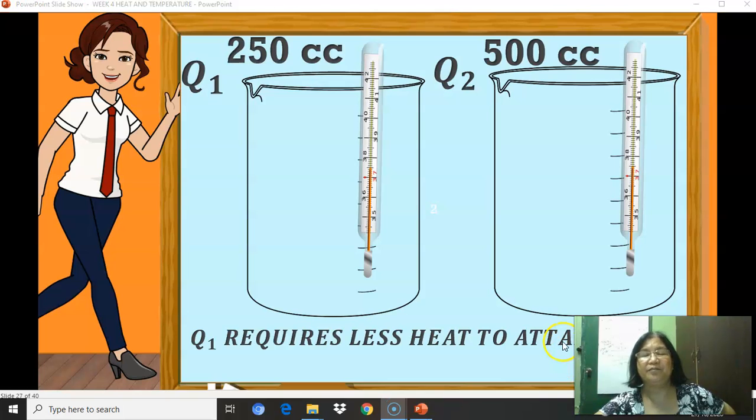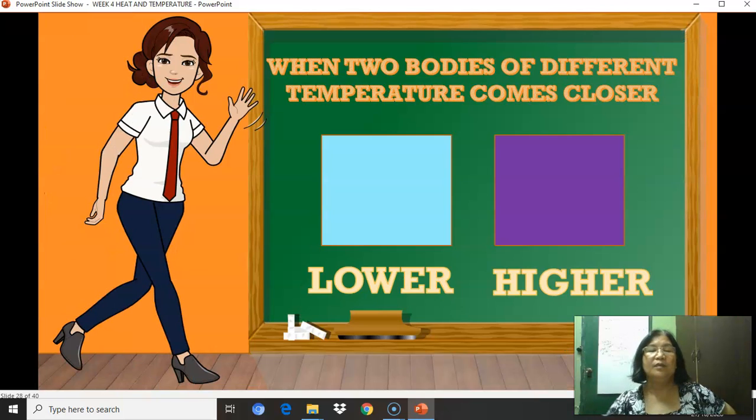Okay, next. Now, paano ba nagta-transfer ang heat energy from one body to another body? So, sabi natin, yung heat transfer, we need two bodies of different temperature comes closer. So, when two bodies of different temperature comes closer, what happened? From an object with higher temperature to lower temperature or lower temperature to higher temperature. So, let's see. For example, these are two metals, one having higher temperature and another lower temperature. So my question is, what is the direction of the heat flow?